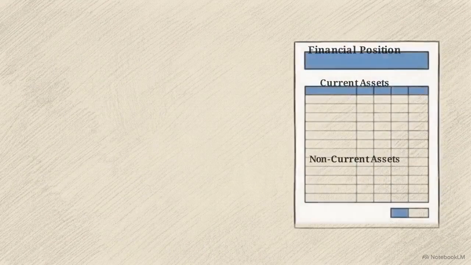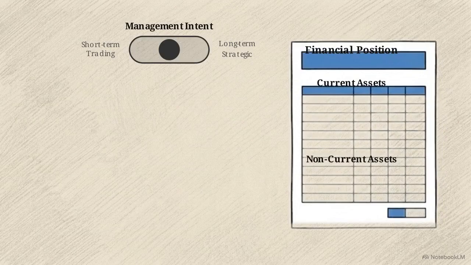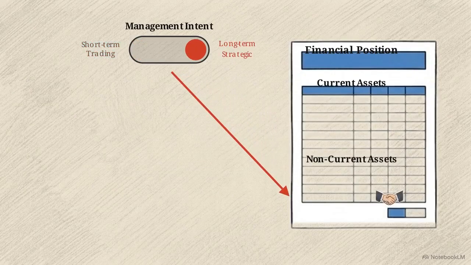The visual highlights a critical rule. Classification is driven strictly by management's intent and the expected holding period. Toggle the intent to short-term trading, and the shares drop into current assets. Toggle it to long-term strategy, and they move to non-current assets.